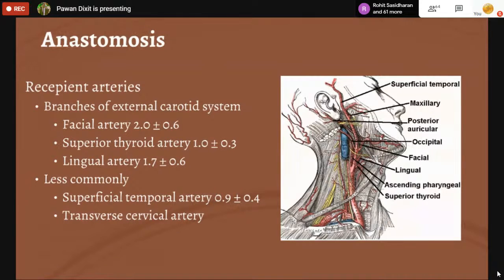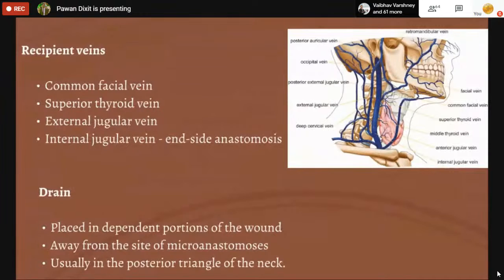The most common recipient arteries in the neck are the branches of the external carotid system, that is facial artery, superior thyroid artery, and lingual artery. If these are not available, then less commonly superficial temporal artery and transverse cervical artery may be chosen, but the flow in these arteries is not as robust as in the previous ones, and the diameter of these arteries is also less than the commonly used recipient arteries. Most common recipient veins are common facial vein, superior thyroid vein, and external jugular vein for end-to-end anastomosis. If these veins are not available, then internal jugular vein can be used for end-to-side anastomosis.